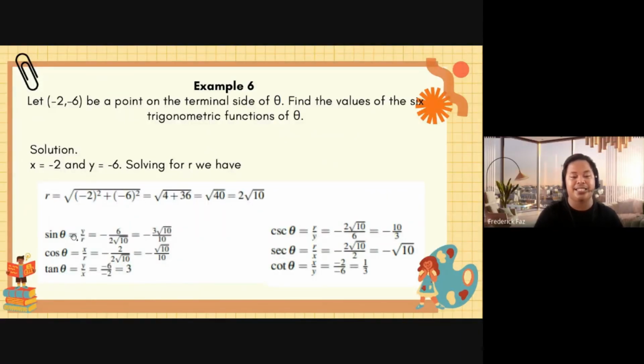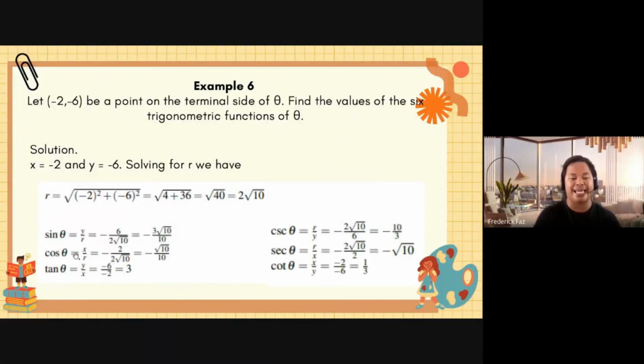Sine theta is equal to y over r. So the value of y is negative 6 and the value of r is 2 square root of 10. In this case, we have a square root of 10 in the denominator, but we need to simplify first the values outside the radical sign. So 6 divided by 2 is 3, and copy the negative. Then, same as what we did earlier, we rationalize the denominator since there is a radical below, so we multiply by square root of 10. So it became negative 3 square root of 10 over 10.